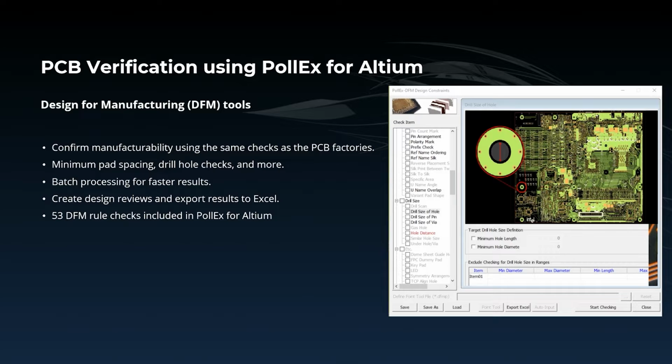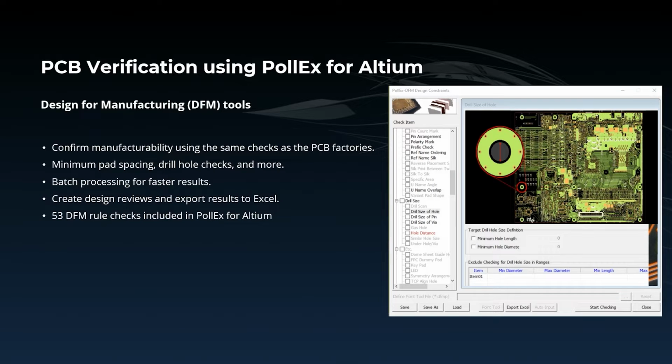In the PollEx for Altium extension, we have 53 free rules that are accessible to the user. This allows the user to confirm manufacturability using some of the same checks as the PCB factories. Things like minimum pad spacing, drill hole checks, and even more are accessible now to you using the PCB extension of PollEx for Altium.